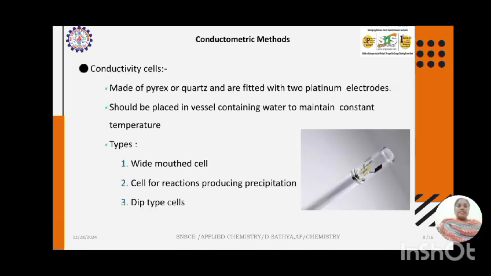The conductivity cell is made up of Pyrex or quartz and fitted with two platinum electrodes. It should be placed in a vessel containing water to maintain a constant temperature. The type of conductivity cell is the wide mouthed cell. The second one, for reactions producing precipitation, is the dip type cell.